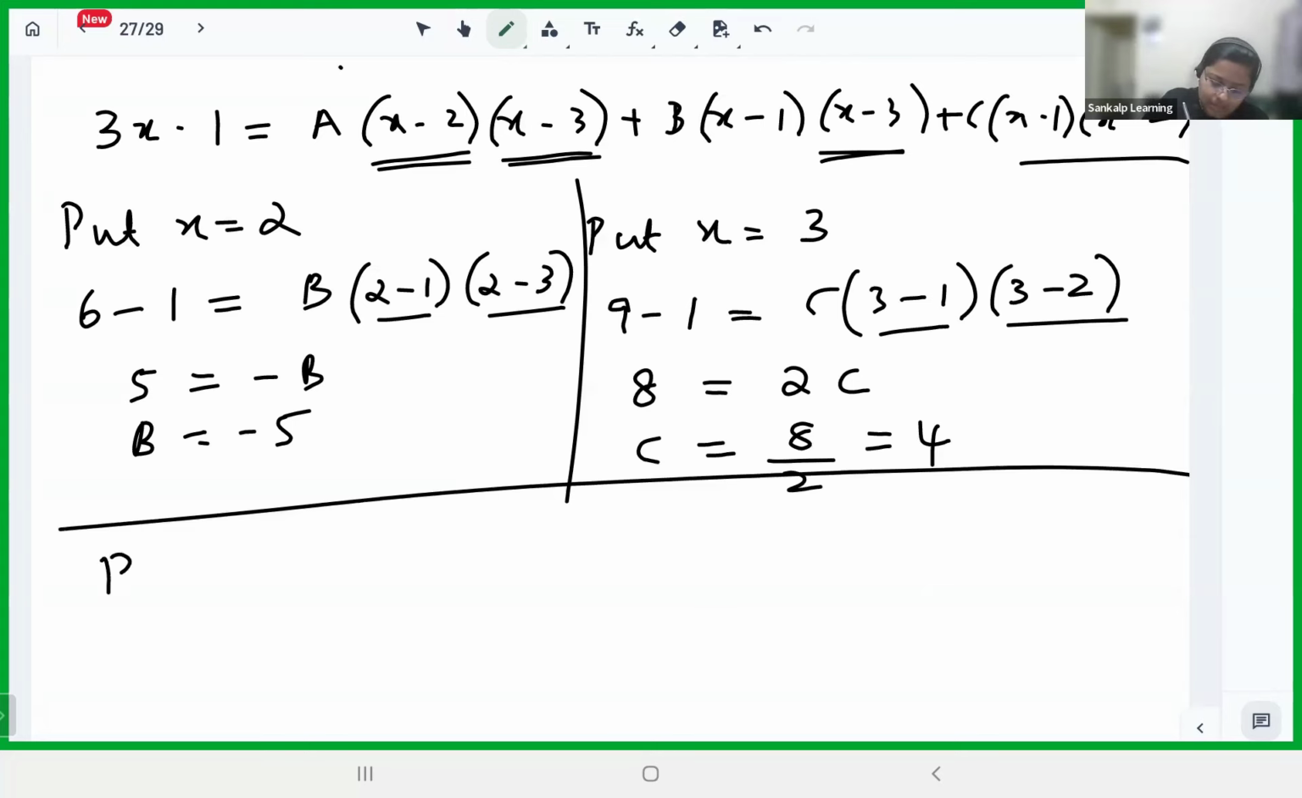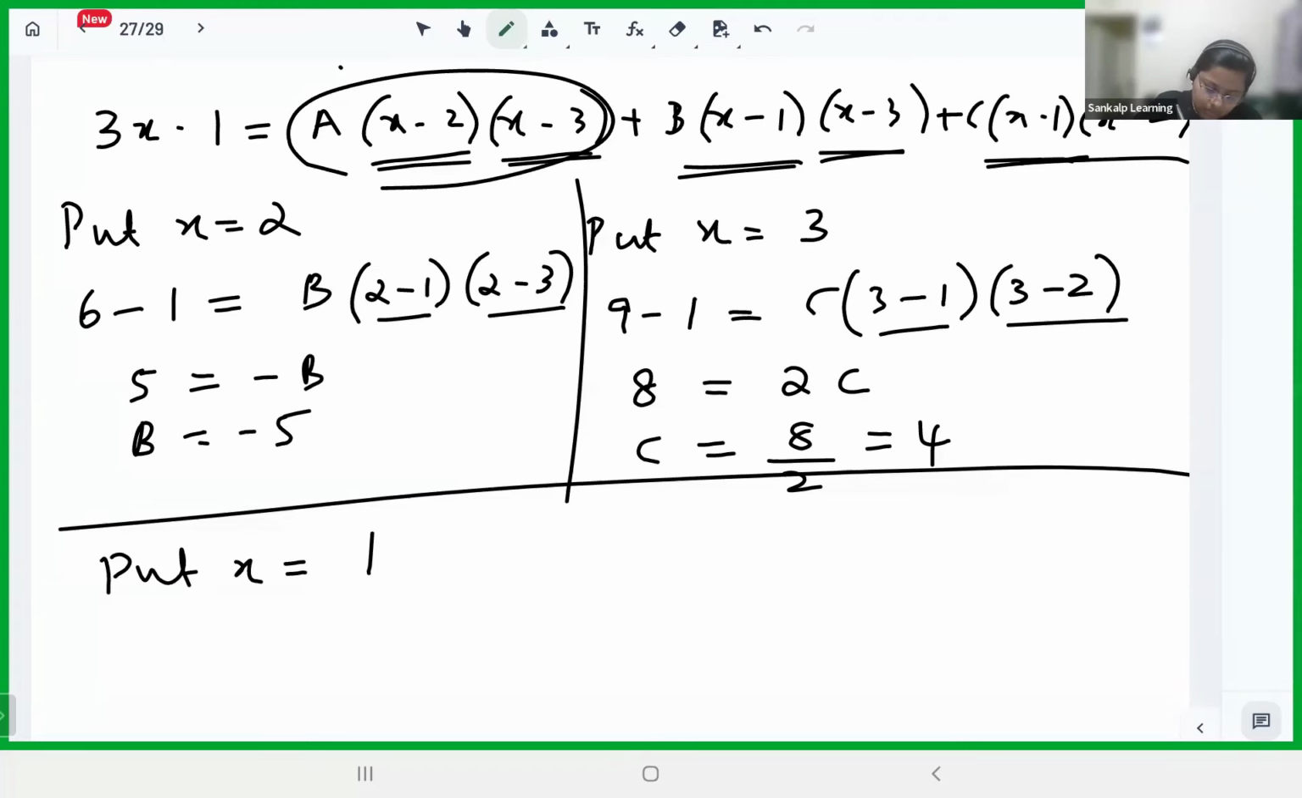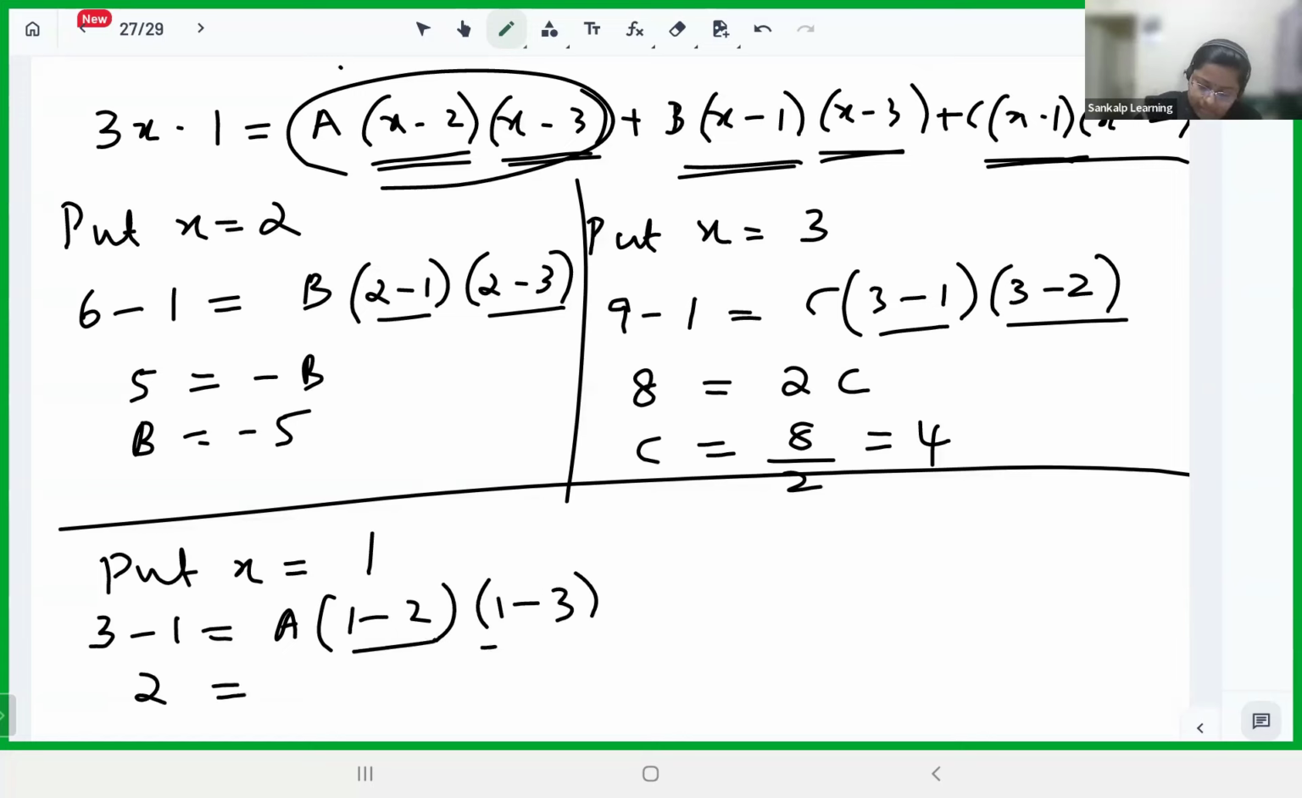Now you put x equal to 1, right? We haven't put x equal to 1. So then this term gets cancelled and this also gets cancelled. Only this term will be remaining. So 3 minus 1 is equal to a into 1 minus 2 into 1 minus 3. So 2 is equal to a into 1 minus 2, which is minus 1, into 1 minus 3, which is minus 2, which means it is 2a, right? That is 2a is equal to 2. So a is equal to 1.